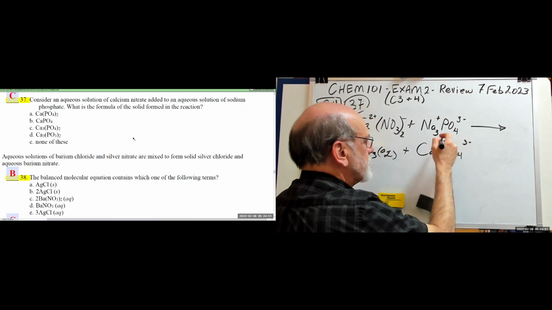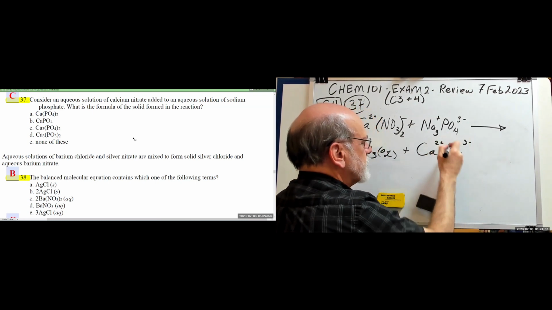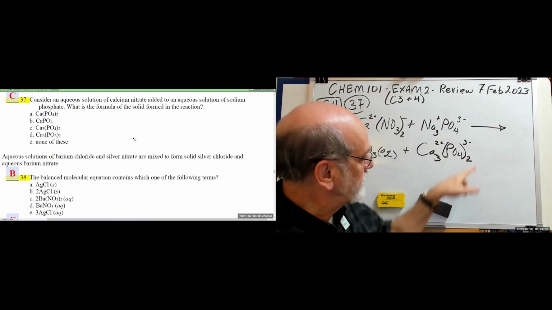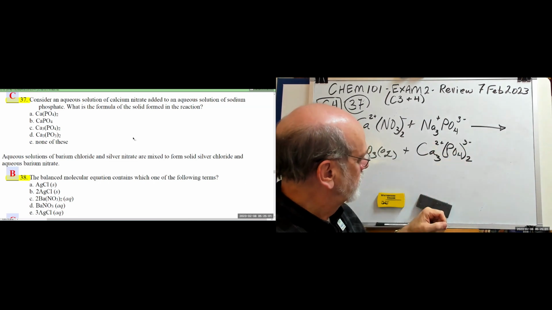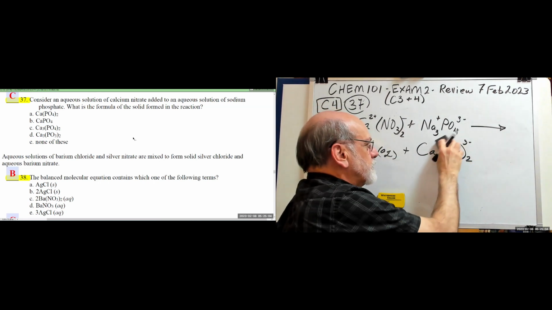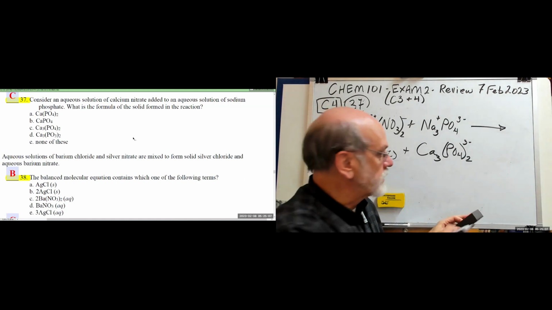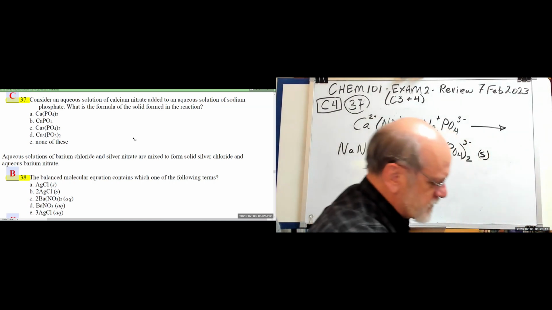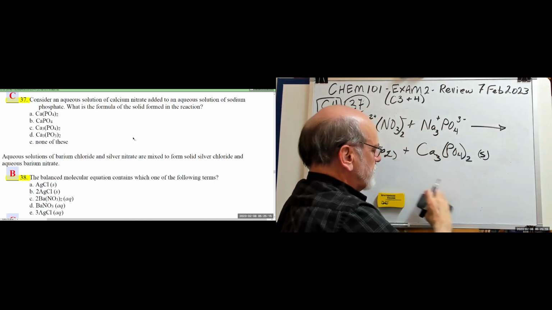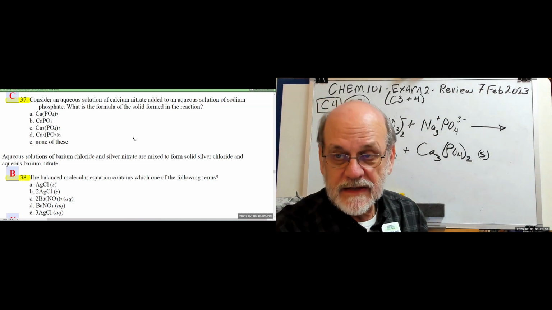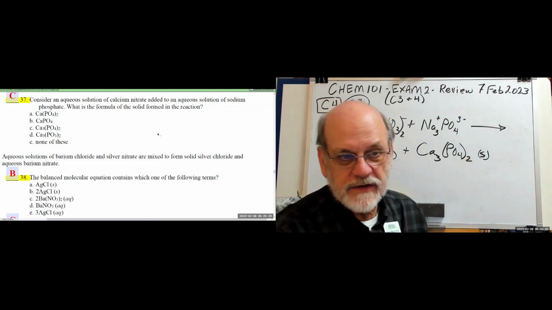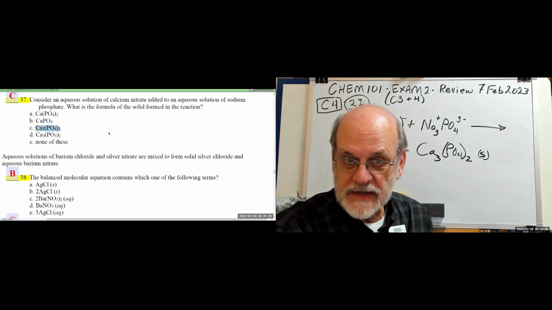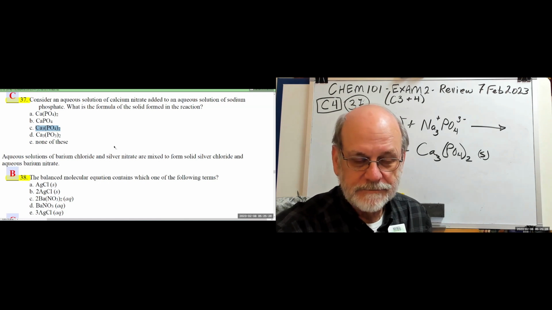This is a 3 minus. This is a 2 plus. So this one will be 2, and this one will be 3. Notice I cross multiplied. 3 comes over here, 2 goes over there. So the formula for our, and look it up in your solubility chart, and you find this is a solid. This is our precipitate. Calcium Ca3, PO4 taken twice. That is the solid that's formed in this reaction.